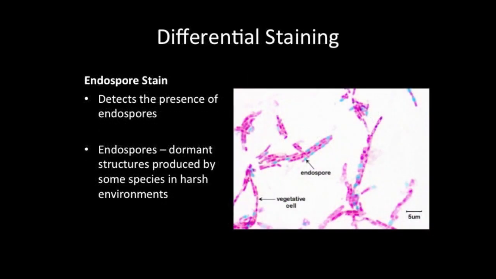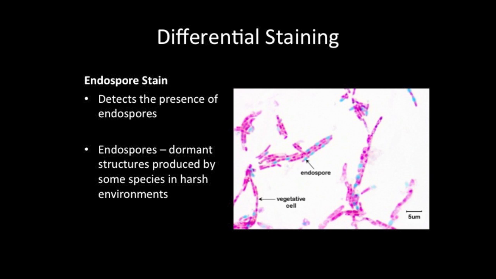The endospore stain is performed to detect the presence of endospores. Endospores are special structures produced by certain genera of bacteria, such as the genus Bacillus and the genus Clostridia. Endospores are dormant structures produced by cells during hostile or unfavorable conditions. The formation of an endospore is a defensive strategy that serves to protect the DNA of the species.